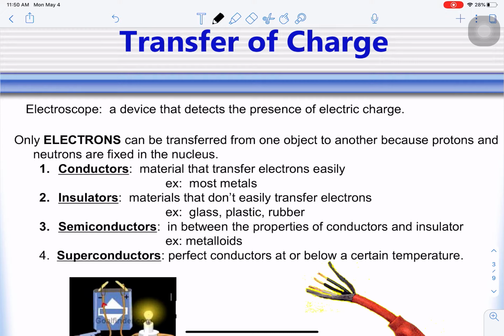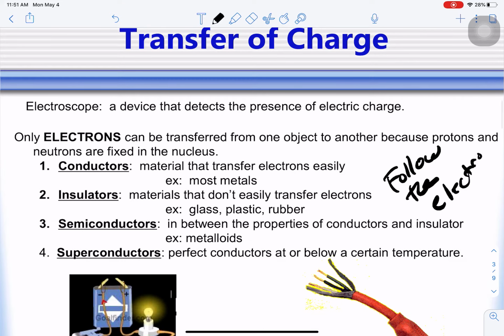Now, I mentioned this earlier in my previous video. Only electrons can be transferred from one object to another because the protons and neutrons are fixed in the nucleus. Remember, follow the electrons. Now, a conductor. I talked about this too. A conductor is a material that transfers electrons easily. Why is this? Because those electrons can move freely about the structure.